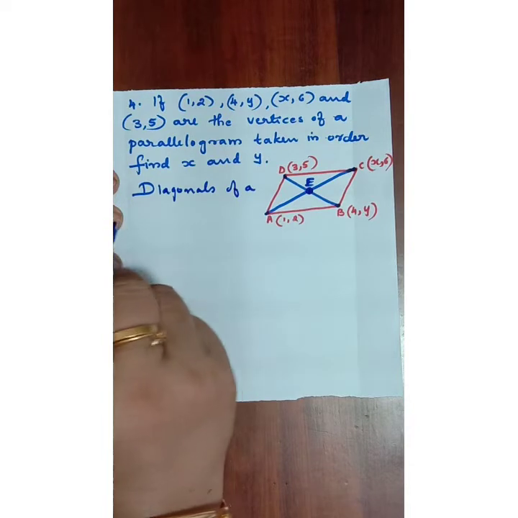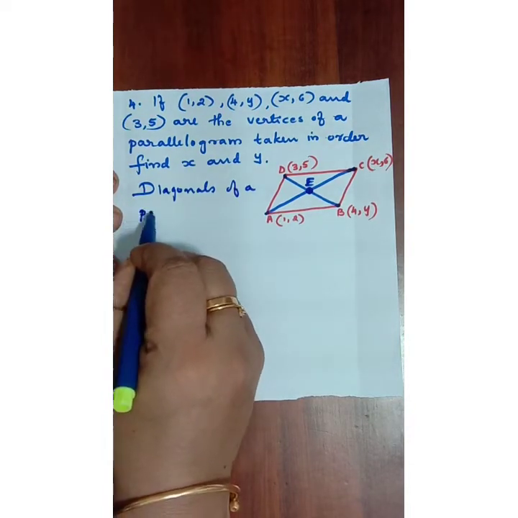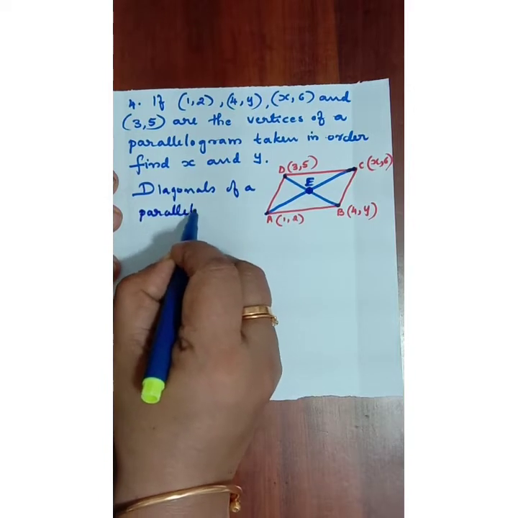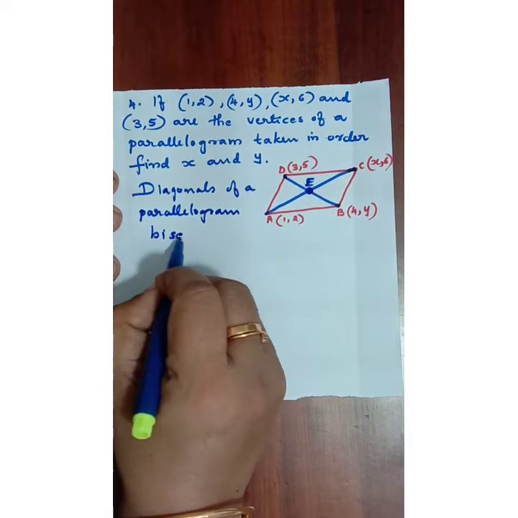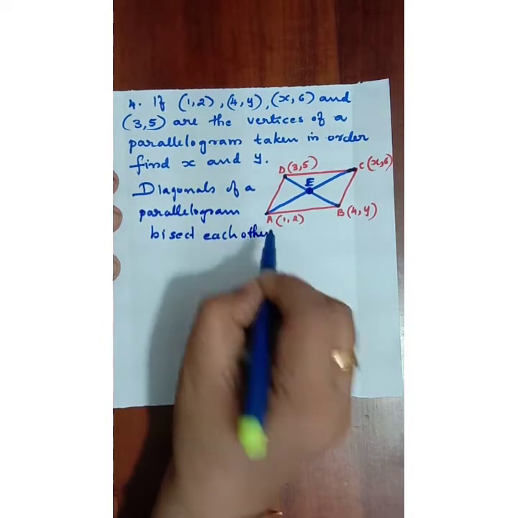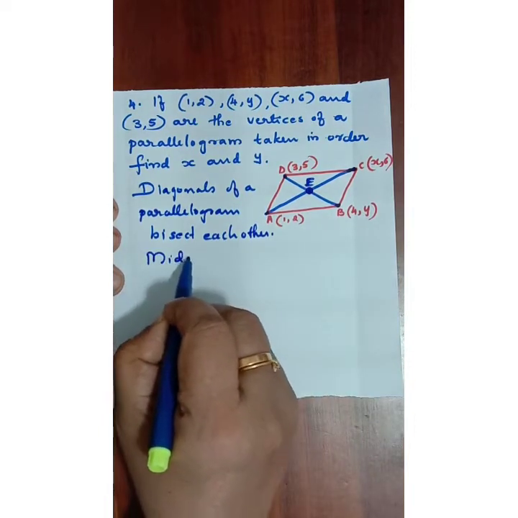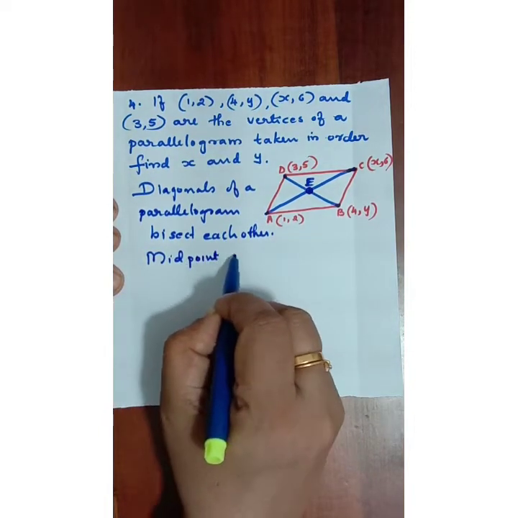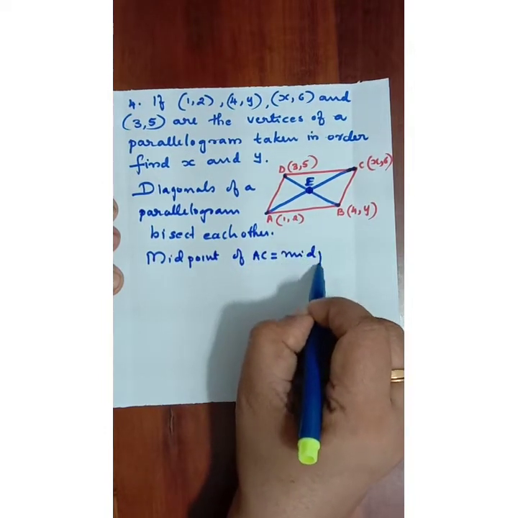Always write the reason so that you score full marks. Diagonals of a parallelogram bisect each other. So the diagonals of a parallelogram bisect each other. That means the midpoint of AC is equal to the midpoint of BD.